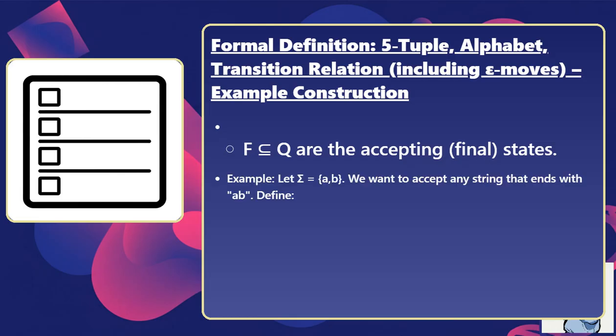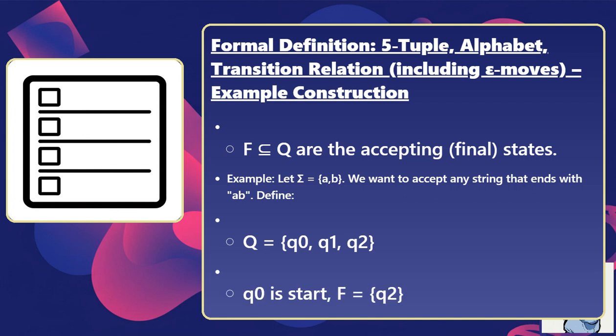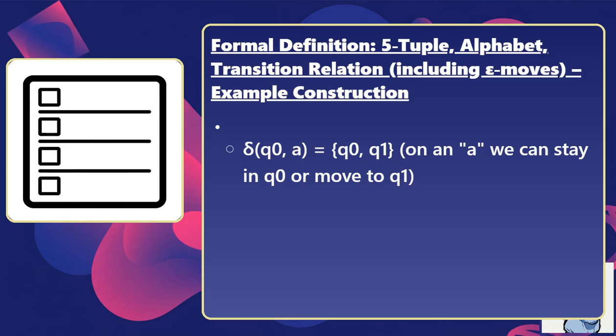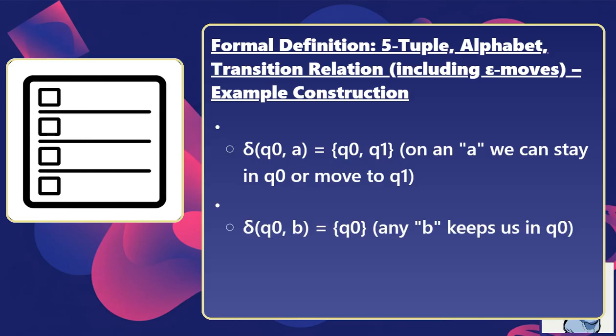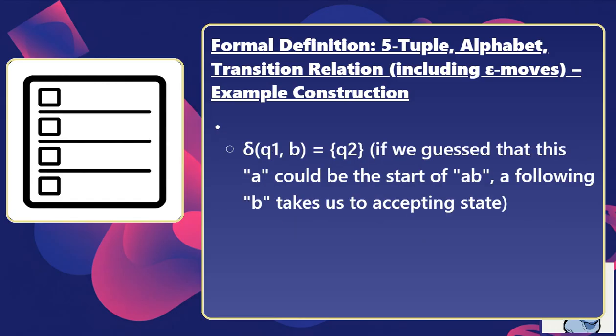Example: let Sigma equal the set {A, B}, and we want to accept any string that ends with AB. Define Q equals the set {Q0, Q1, Q2}. Q0 is the start state, F equals the set {Q2}. Delta of Q0 and A equals {Q0, Q1}. On an A we can stay in Q0 or move to Q1. Delta of Q0 and B equals {Q0}, any B keeps us in Q0. Delta of Q1 and B equals {Q2}. If we guess that this A could be the start of an AB, a following B takes us to the accepting state. All other state and symbol pairs give the empty set.